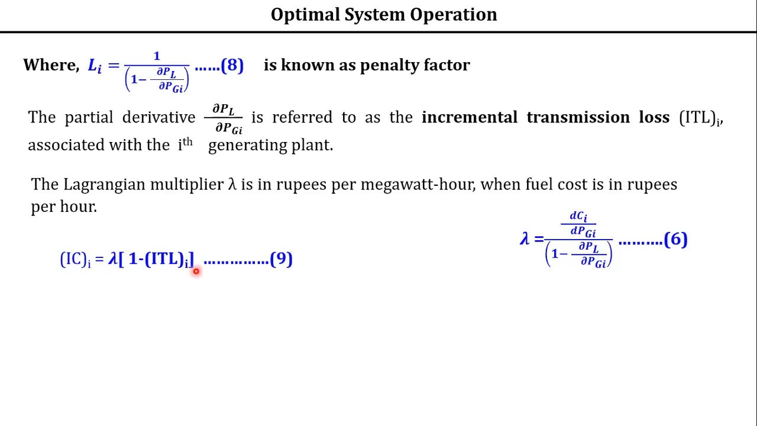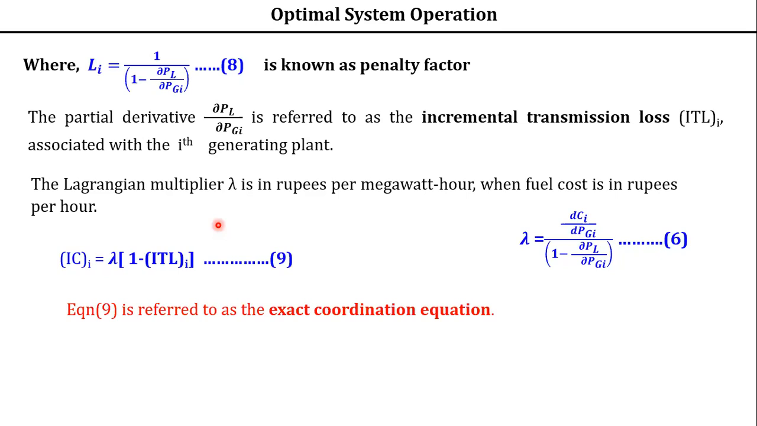You should know what is ITL. The equation is dou PL to dou PGi. Understood? What is IC, incremental fuel cost? It is nothing but dCi by dPGi. This equation 9 is known as the exact coordination equation. So in the question they may ask, obtain the exact coordination equation. Most of the students will commit a mistake.